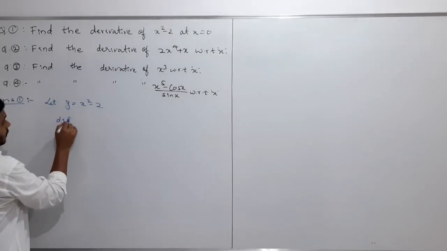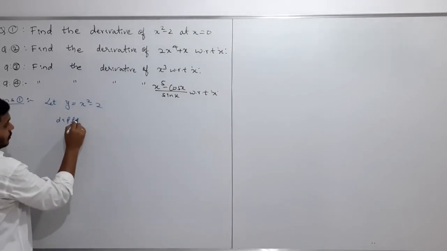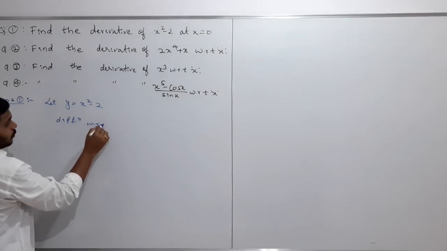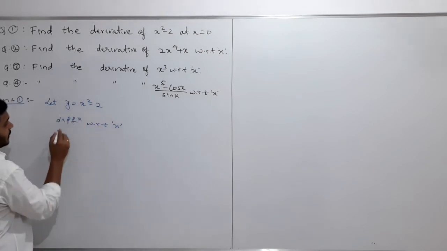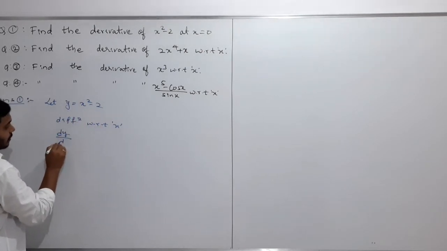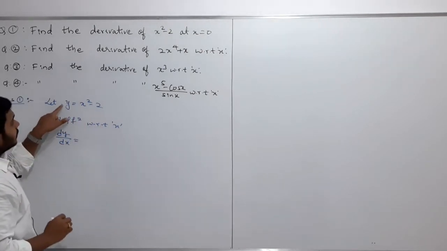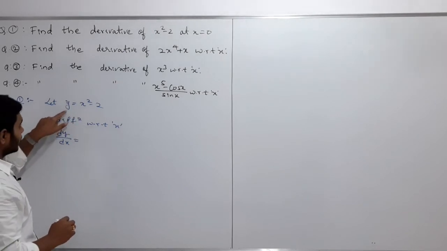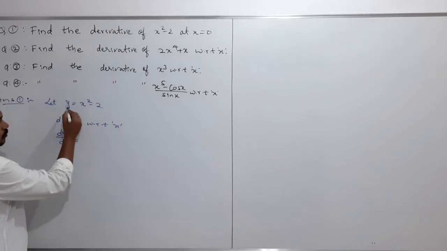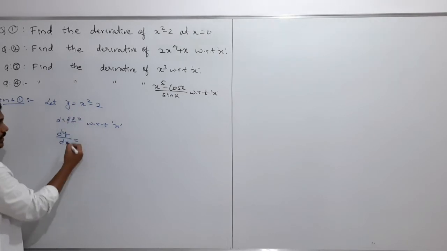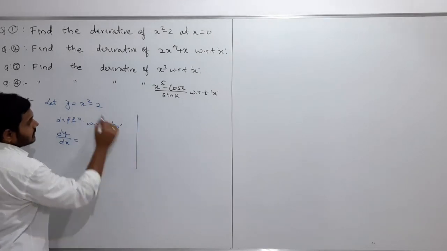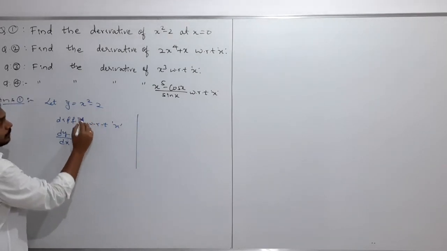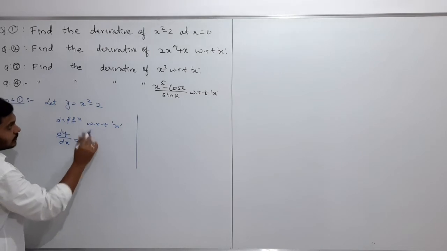Now they asked you to find the derivative. So differentiating with respect to x, that is nothing but the derivative itself. So derivative of this function y, differentiating with respect to x, therefore I will write dy by dx. So what is the derivative of x square, my dear students? Derivative of x square, already I told you.